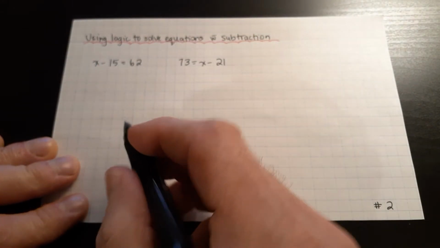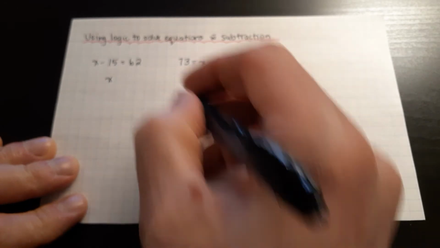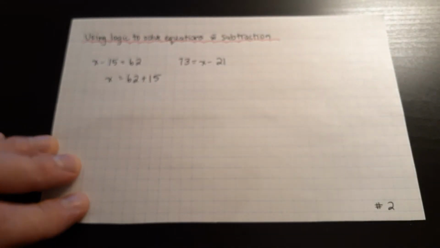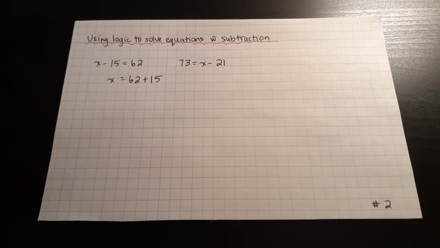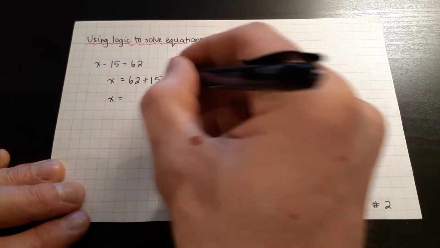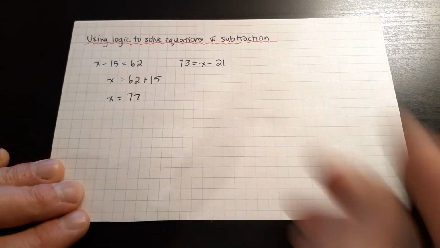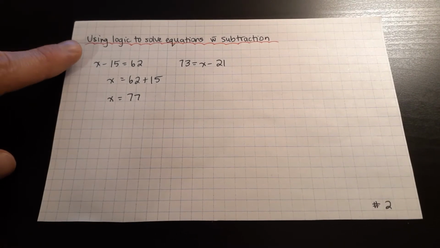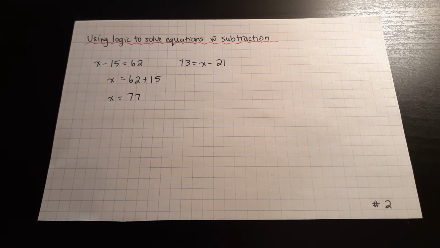And so my next line would look like x equals 62, again, plus 15, because I'm trying to use logic and undo operations. And then 62 and 15 ends up being 77. And again, you can double check that 77 minus 15 indeed equals 62.